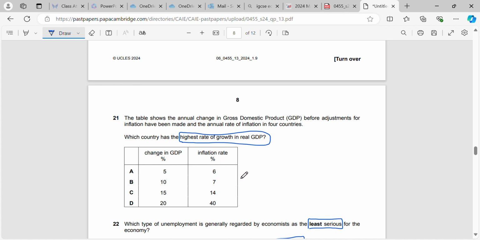So in this case, in A, the country will actually have negative real GDP of -1. B will be positive 3. C will be 15 minus 14, plus 1. And D will be -20. So even though their GDP has grown by 20%, their inflation is 40, so the real value of their growth is actually -20. So because B is the highest, it has the highest rate of growth for real GDP.